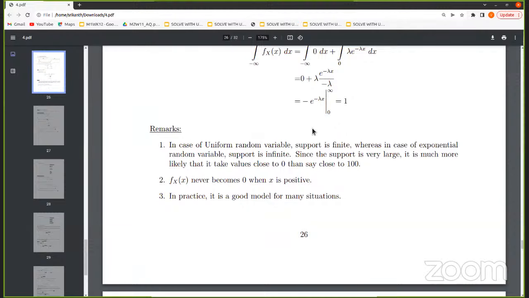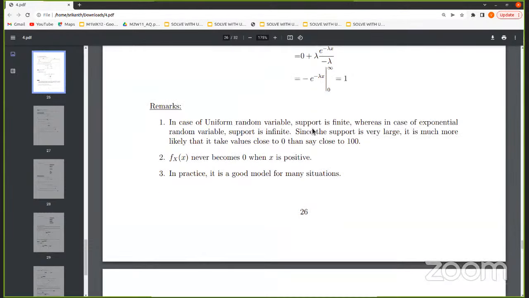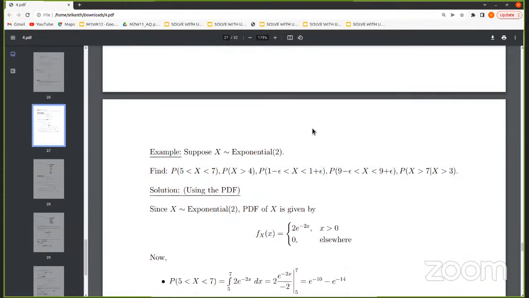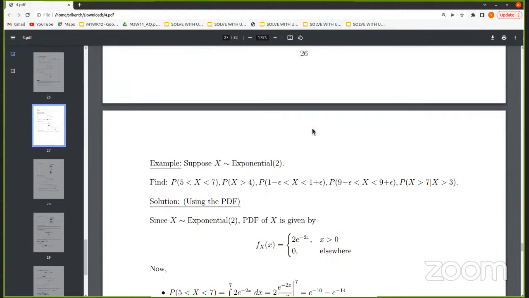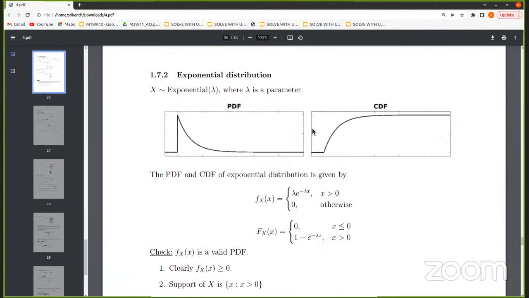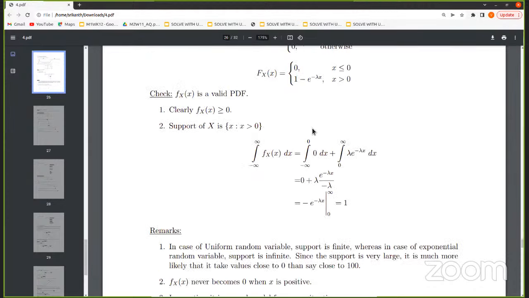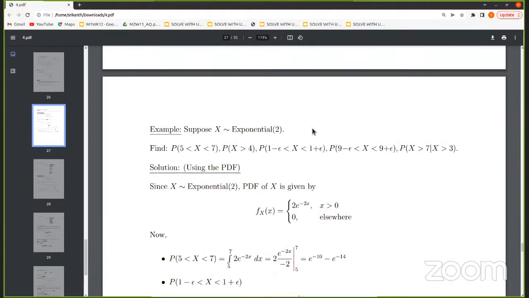One thing, I'm not a good fan of reading textbooks. I like to write my own notes and explain on those notes. But anyway, this is what PDF and CDF are. We will give you the PDF and CDF, but you should know how to compute the probabilities.